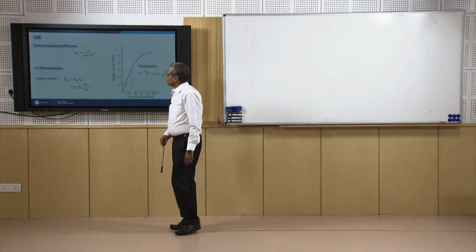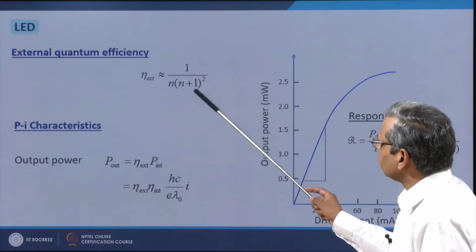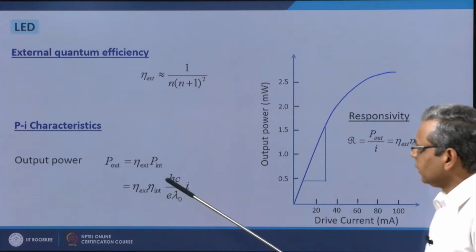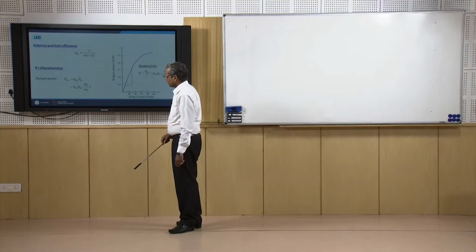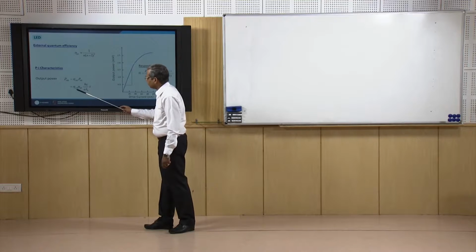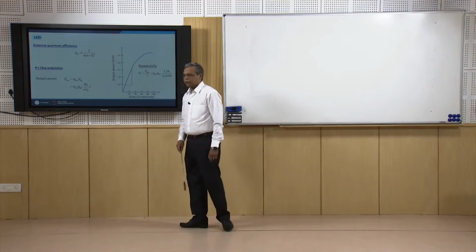The external quantum efficiency is approximated by 1 over n times (n plus 1) squared, and the output power can therefore be given by P out equals eta external times P internal. If I substitute for P internal from the previous slide, it would be eta internal times hc over e lambda naught times I.